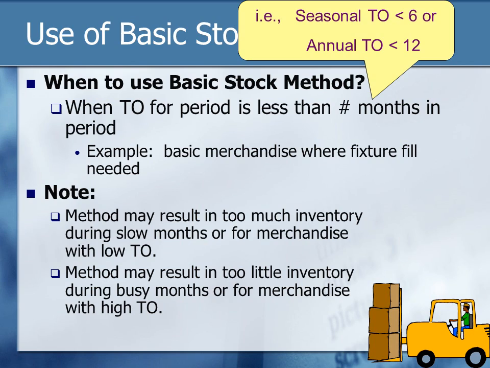So for all these reasons, the basic stock method is more applicable to basic merchandise whose sales may be pretty slow and whose turnover may be low, but you still want to assure that you have enough merchandise to fill the fixture and make it look like you've got those items in for customers who may need them. So it has some limited usage.